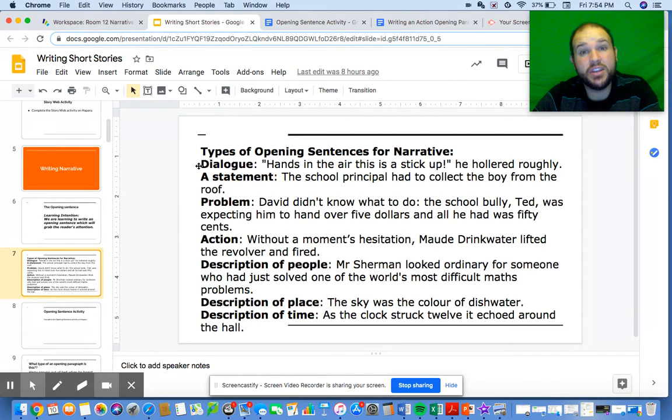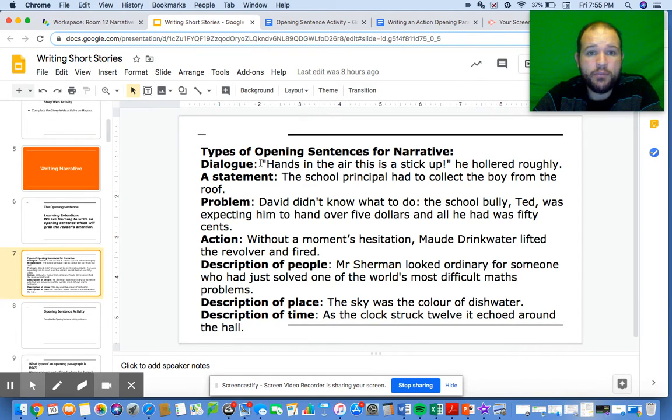There are 7 in total that we can really think of at the moment. First off, we can use dialogue, we can use a statement, we can use a problem, we can use action, description of people, of place, and of time. And here are some really good examples that will help you to understand this better.